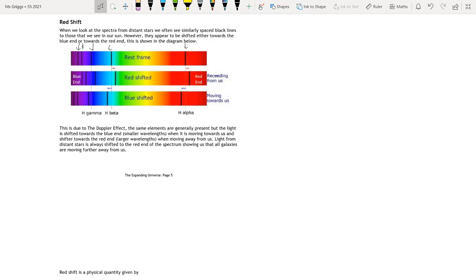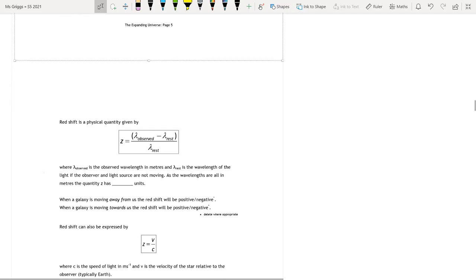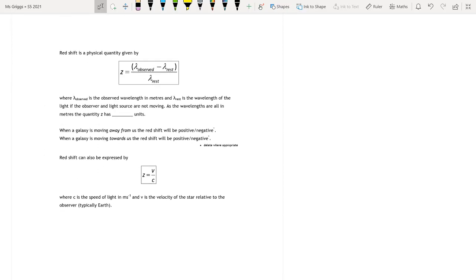Hello again. So in the last video, we started talking about redshift, and we said that if a light is moving away from us, then the light is shifted towards the red end of the spectrum, and if something's moving towards us, then the light is shifted towards the blue end of the spectrum, and this is all down to the Doppler effect. And we can actually quantify what redshift is by using this equation.